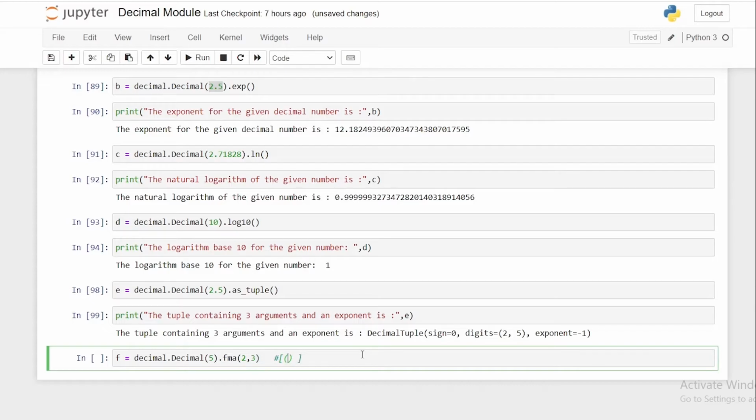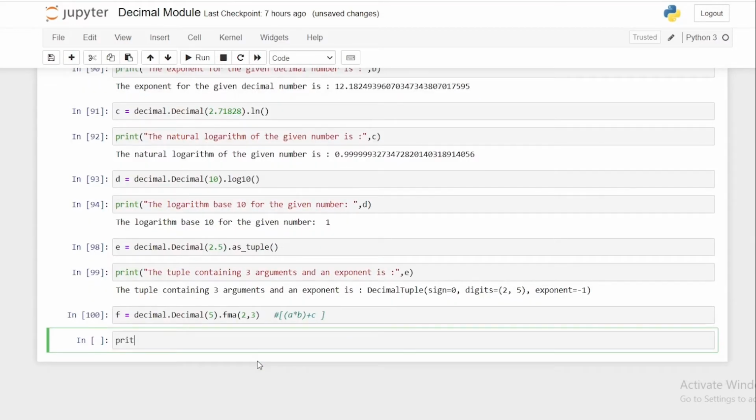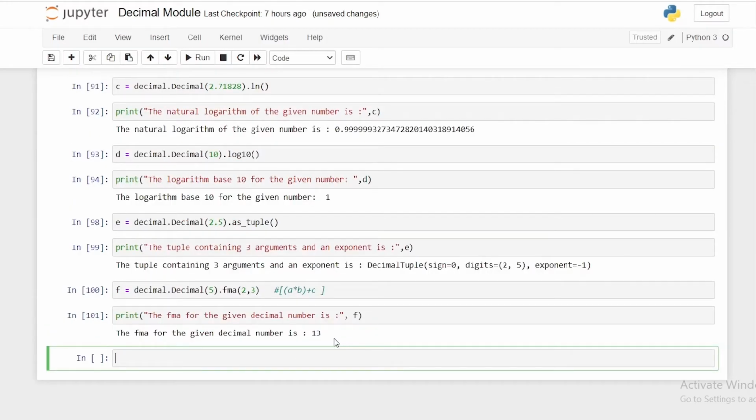Suppose you have 3 arguments, A, B and C, so it is A into B plus C. This is what FMA is: first it multiplies the first 2 arguments and then adds the third. So here it is 5 into 2 plus 3. Let's try that out. When we print the FMA for the given decimal number, you can see it's 13, because 5 into 2 is 10 plus 3 is 13.